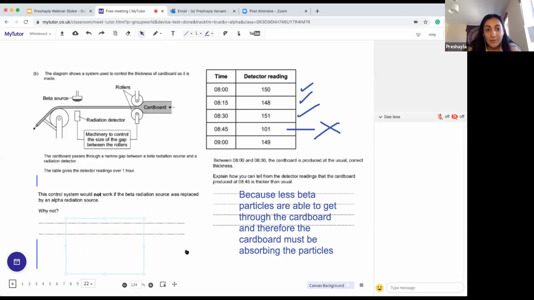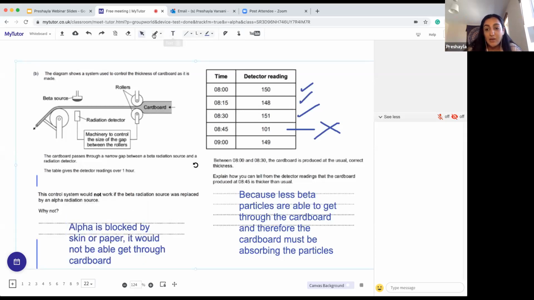The detector would not be able to make any readings and it would just be completely inappropriate to use alpha. So we have an alpha source here and it would just simply get stopped at the cardboard. It wouldn't be able to go through the cardboard and no readings would be able to be taken. So the only radiation that we can use here is beta.